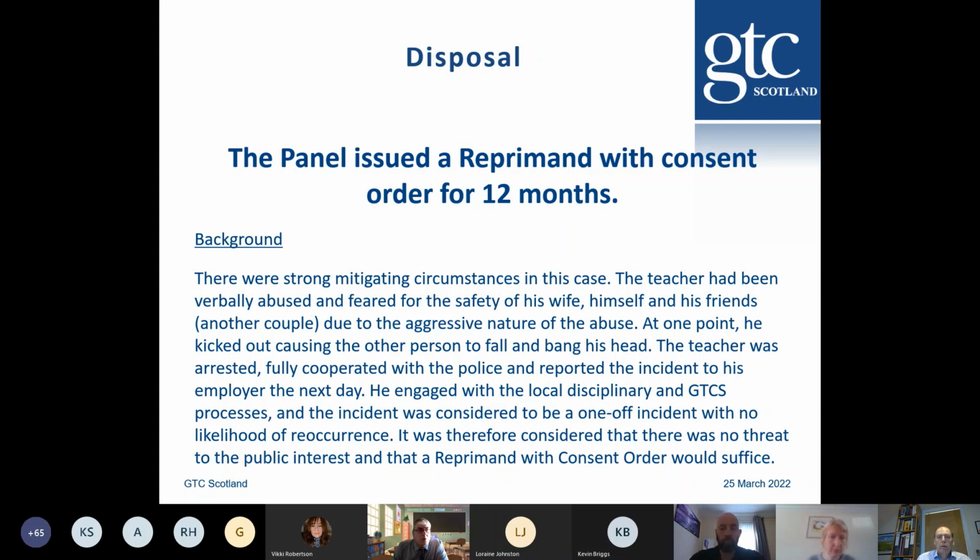It was therefore considered that there was no threat to the public interest, and that a reprimand with consent order would suffice. So as I say, decided at panel consideration stage, that's why it says with consent order, the teacher consented to it. And we can see that the teacher cooperated fully at all stages of the process here and was genuinely remorseful at getting caught up in the incident. Remember, risk of harm moving forward is a key consideration. Even though the behaviour here was violent, the teacher was provoked, was acting in self-defence, and the public interest could be satisfied that this was not a violent person. And therefore, there was little likelihood of reoccurrence, and that was an important consideration.